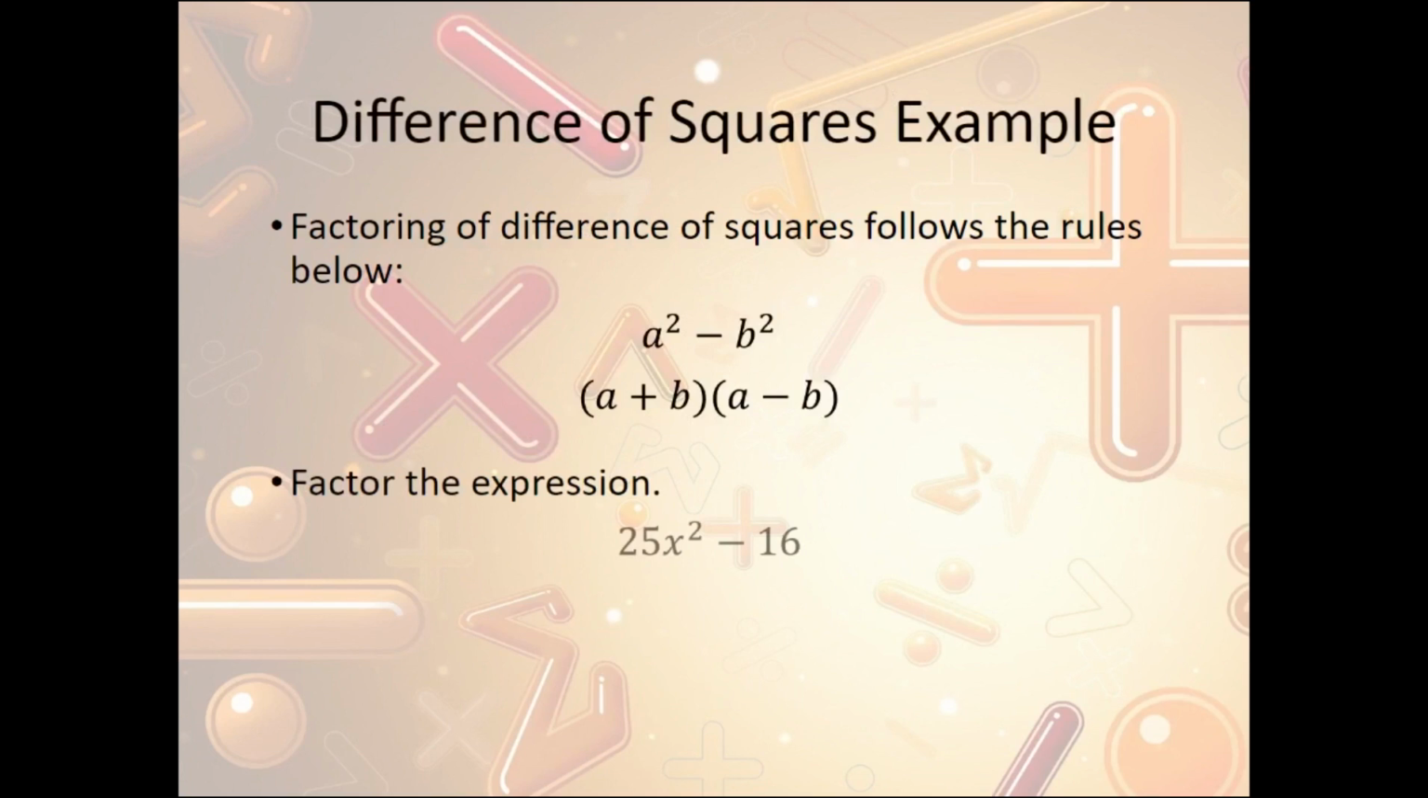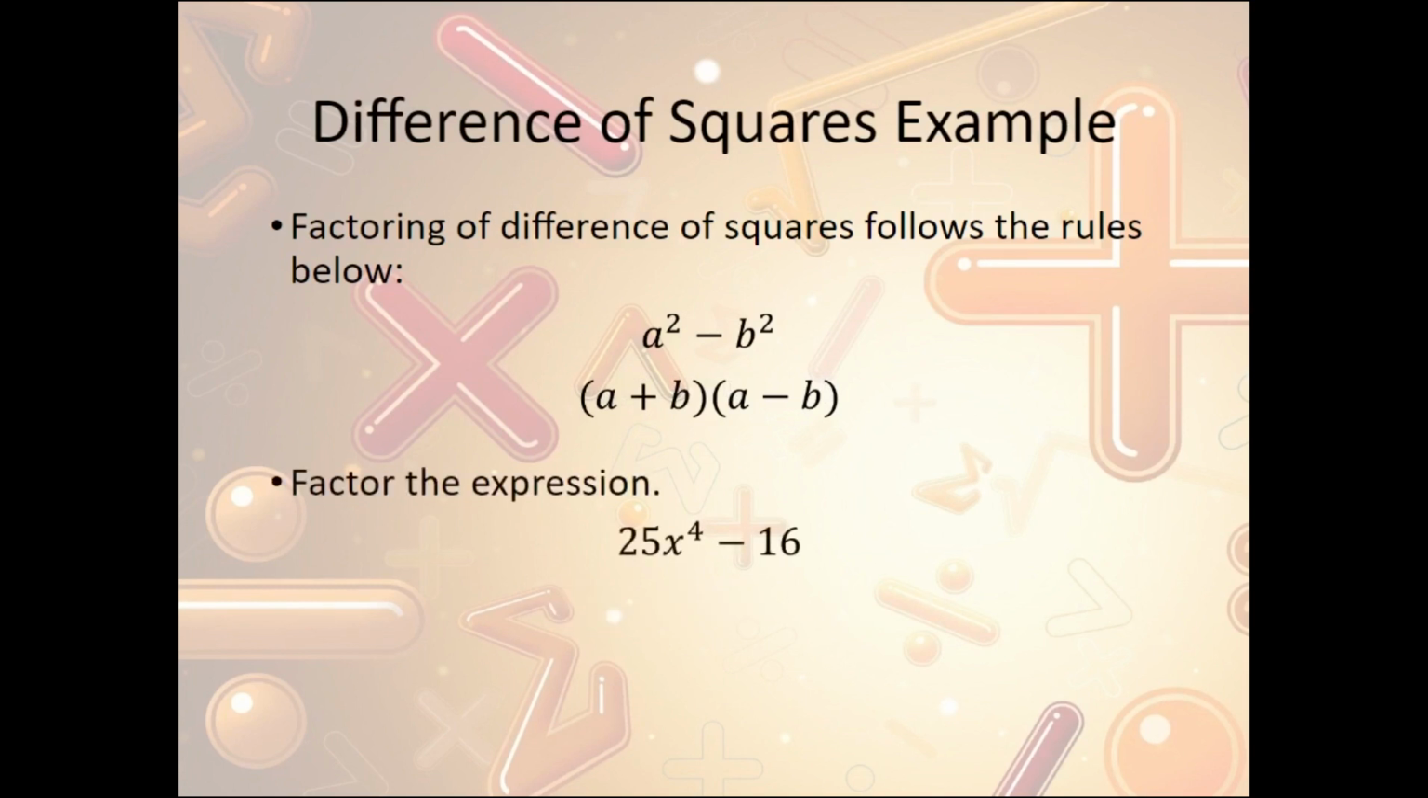Let's look at another example. We have 25x squared minus 16. Well, 25x squared is really 5x squared, and 16 is really 4 squared. So we can rewrite this as 5x plus 4 times 5x minus 4, and that's our factored version.